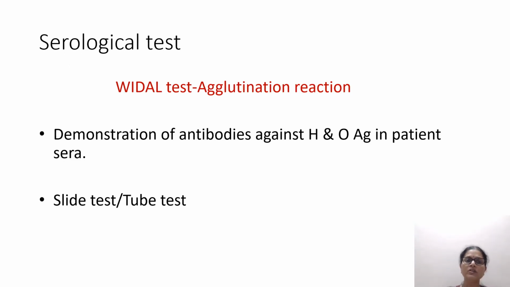The most common serological test that is done for detecting typhoid is the Widal test, which is an agglutination reaction taking place between the Salmonella antigens H and O and the antibodies present in the serum. If a patient is suffering from typhoid, then in his blood there will be antibodies against the H and O antigens of the Salmonella species. So, demonstrating the presence of antibodies against these two antigens, that is H and O, in patient sera will confirm the Salmonella infection. The test can be done either on the slide or in the test tube.